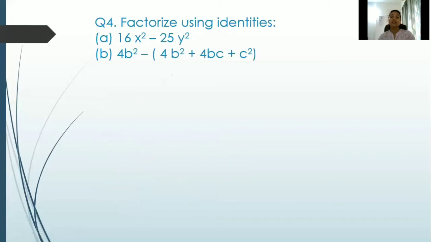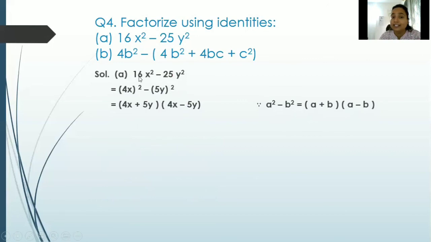Okay, factorize using the identities. See, it's quite interesting. Basically, there are three identities: a plus b whole square, a minus b whole square, and a square minus b square. Okay, I repeat, a plus b whole square, a minus b whole square, and a square minus b square. Please make a note of these identities. What are these formulas? Okay, then to get to this question, 16x square minus 25y square.